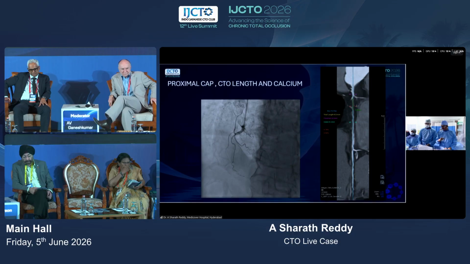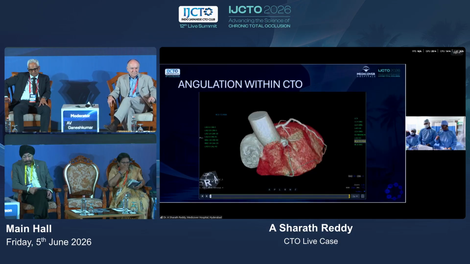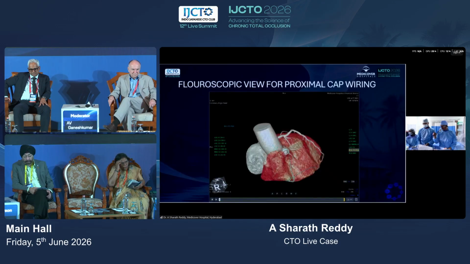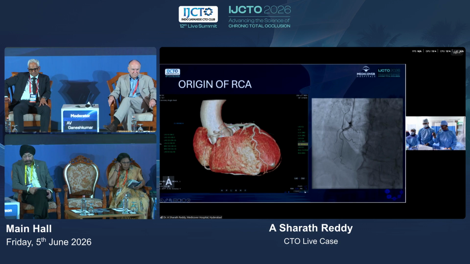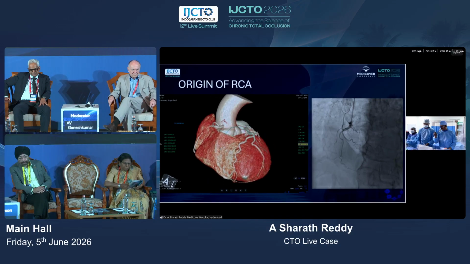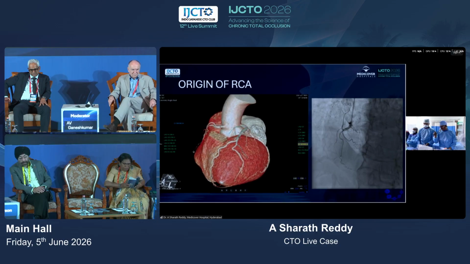There is no angulation within the CTO segment. You can also notice that in CT. You can see the origin of RCA is above the sinus. In CT also, you can see it is coming above the sinus. So that's the reason we were a bit skeptical about the support in this case. Anyway, we took AL.